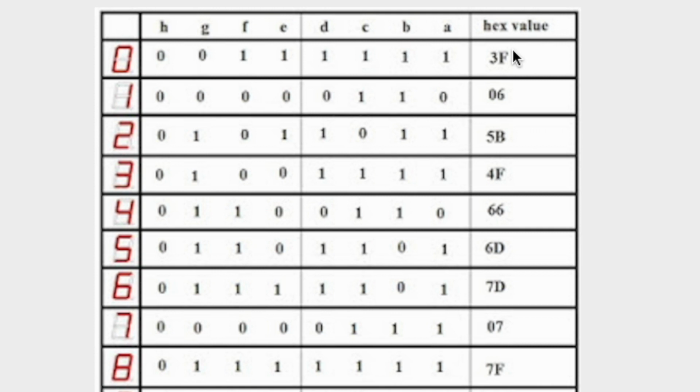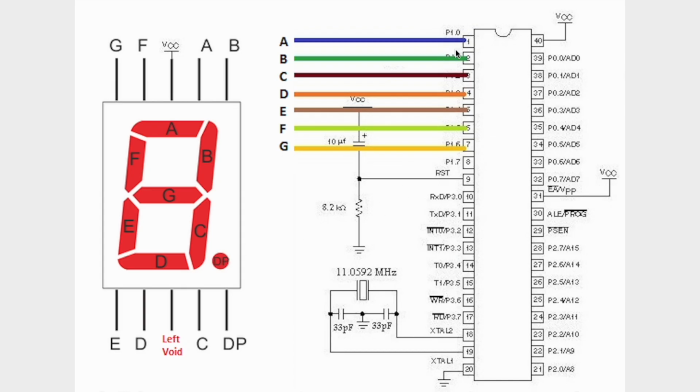So the 3F, which is depicted in this particular table, is used for displaying 0 on the 7-segment display, which eventually will transport a series of ones which will drive the segments A to F, and G and H remain off with the help of zeros, and that is what is demanded for displaying the digit 0.